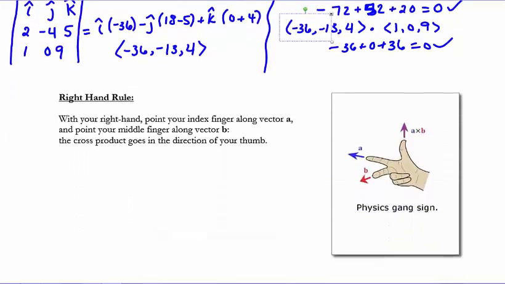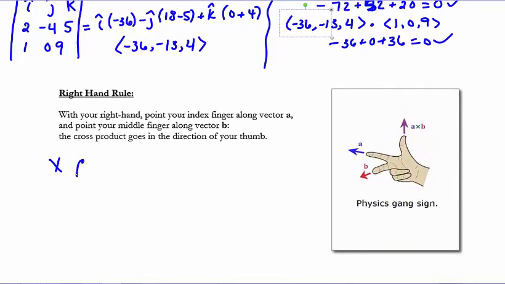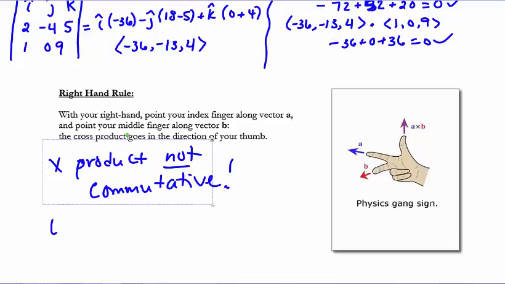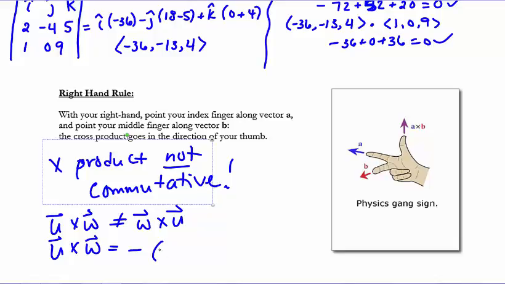Now, last but not least, one thing you need to know is the cross product is not commutative. U cross w does not equal w cross u. U cross w is the negation of w cross u. So we have something to go with the cross product called the right hand rule. With your right hand, you point your index finger along A and your middle finger along B, and then when you do A cross B in that order, the cross product goes in the direction of your thumb.